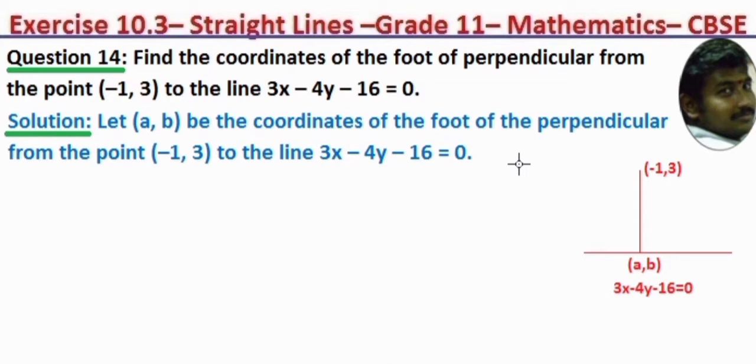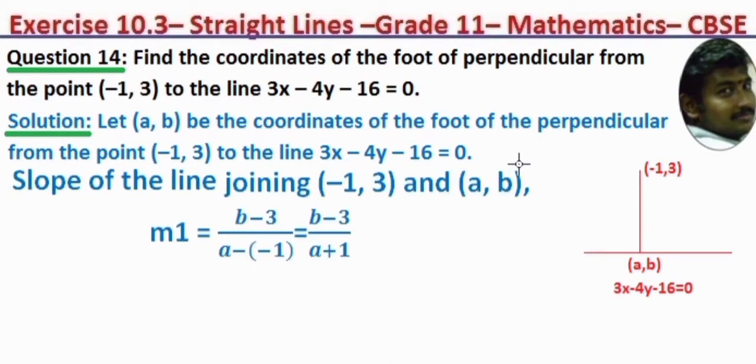Now by using those two given points, we can find the slope. So minus 1, 3 and a comma b. If you find slope, m1 equal to y2 minus y1 by x2 minus x1. So b minus 3 by a minus of minus 1. So b minus 3 by a plus 1. This is the m1 slope. Then according to the given equation, we can find the slope, that would be m2.